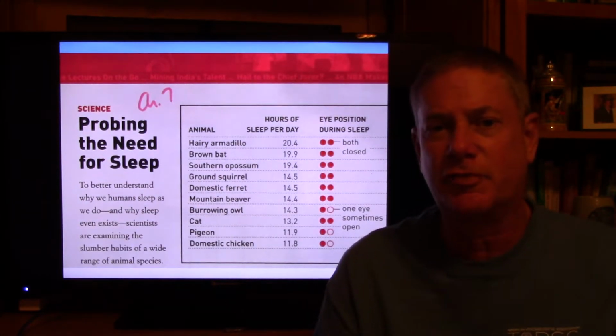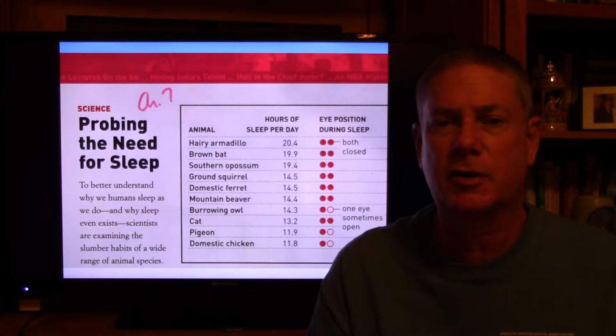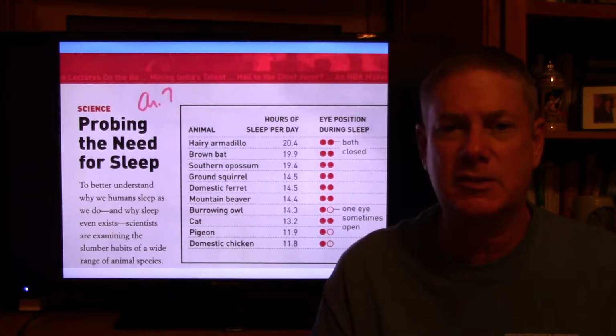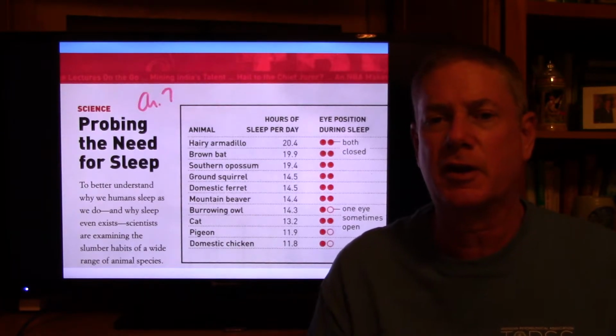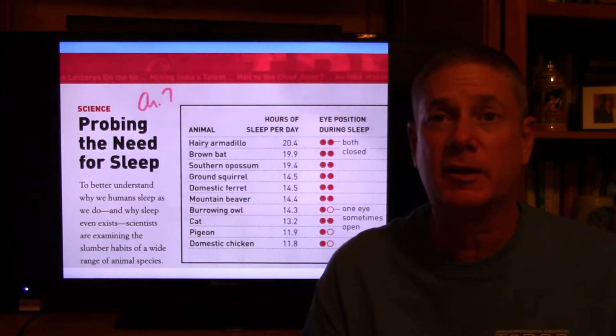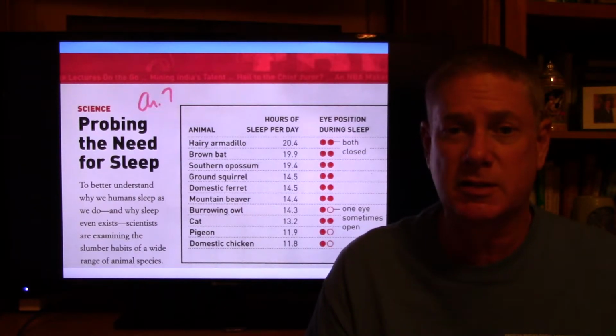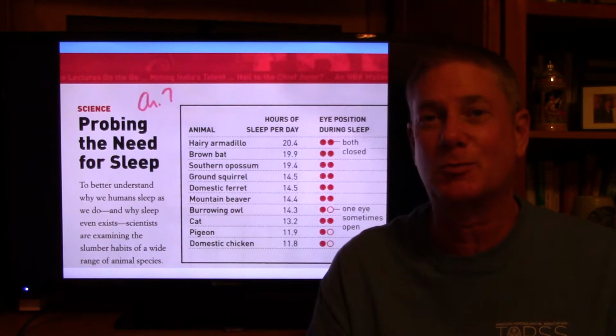Other animals vary throughout with regard to their sleep needs. The hairy armadillo, for example, on this chart leads at 20.4 hours. The other part of the chart actually talks about whether or not the eyes are closed or open when sleeping. The burrowing animal, for example, sleeps with one eye open.